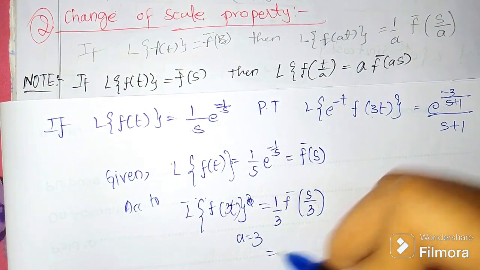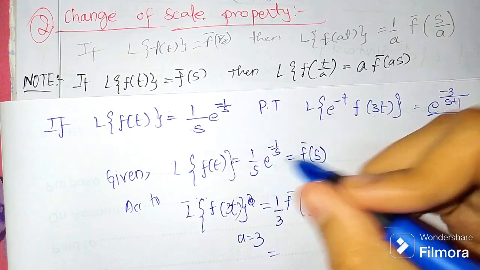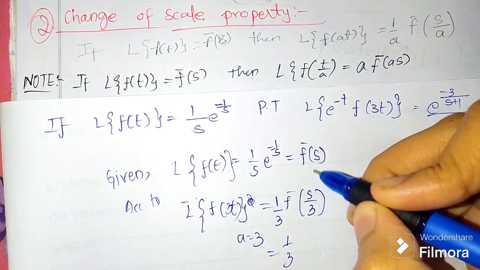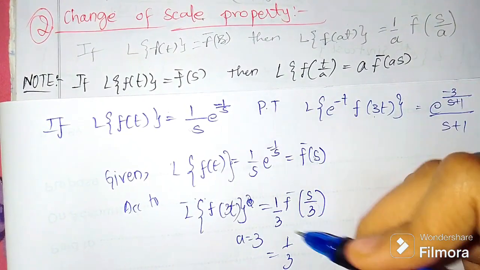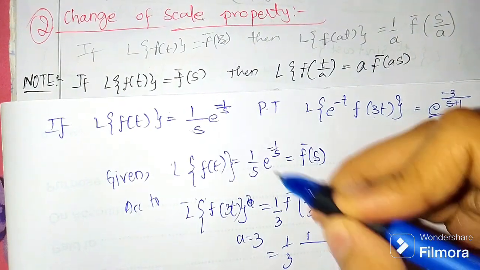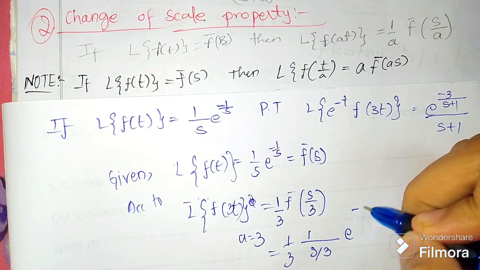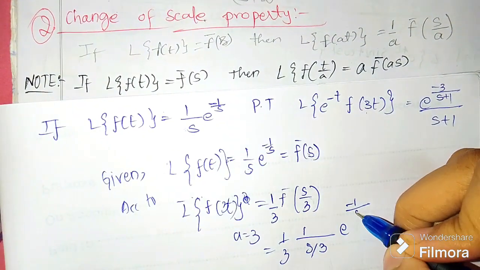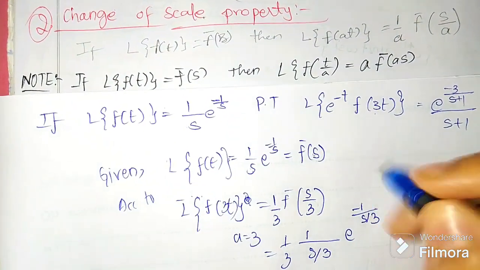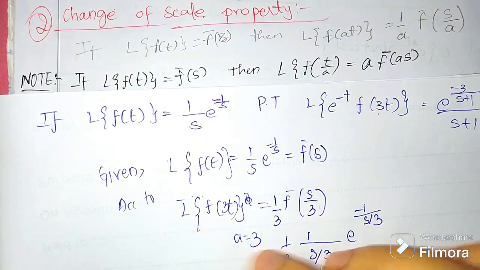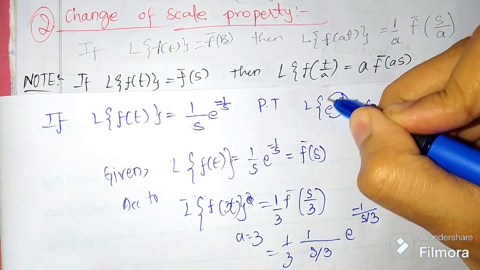So what is f bar of s by 3? I know this. It is nothing but substituting s by 3 in place of s. You'll get 1 by s by 3, e power minus 1 by s by 3. That's it. So this is my Laplace of this, because remember this is also there, we should not forget that.